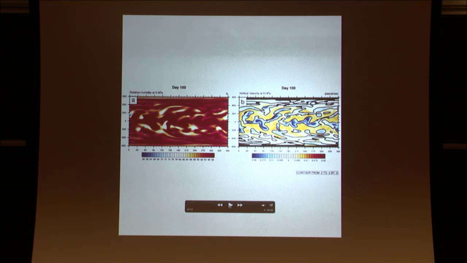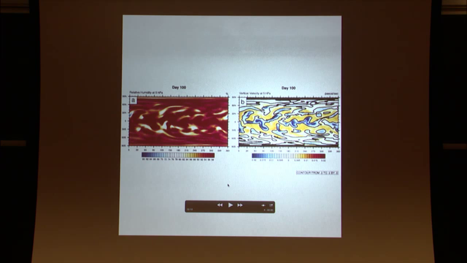This is a slice halfway through the mass of the atmosphere. Since there's less mass in the atmosphere because we reduced the N2, it's a lower slice. But it's roughly midway through the mass. It is midway through the mass. That's right. Yes.